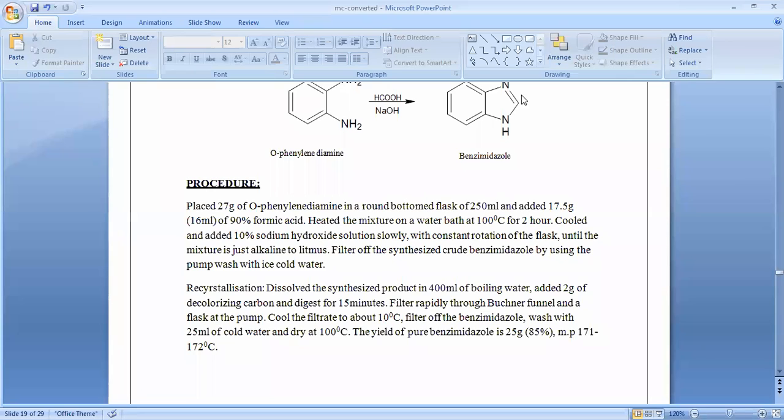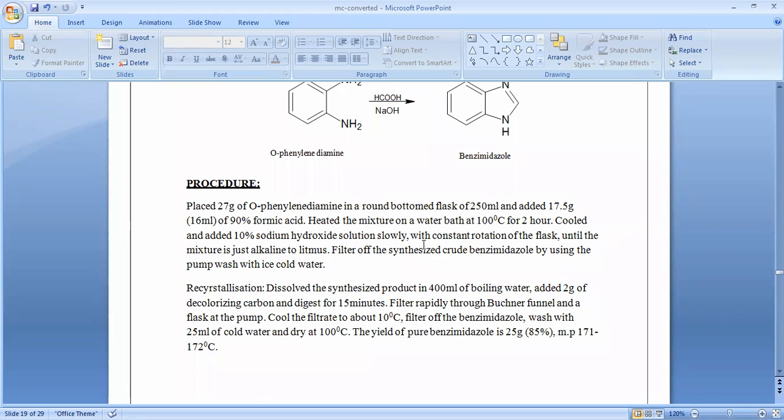So there will be formation of benzimidazole. Whatever product is formed, we filter off the crude benzimidazole using a pump, and we wash the synthesized benzimidazole with ice cold water. Now, this is the procedure for the synthesis of benzimidazole.